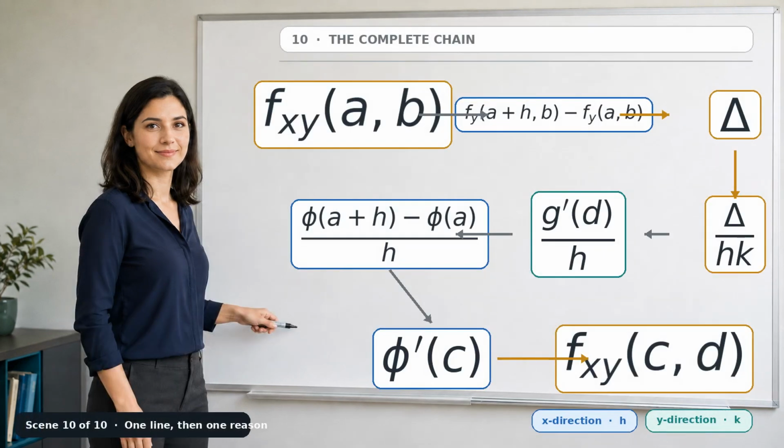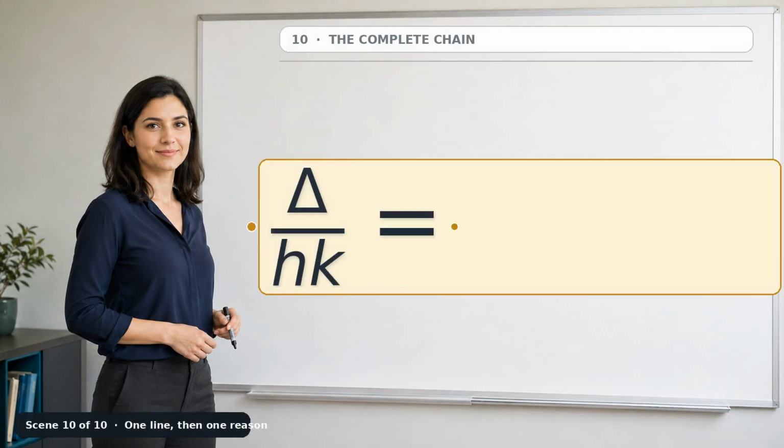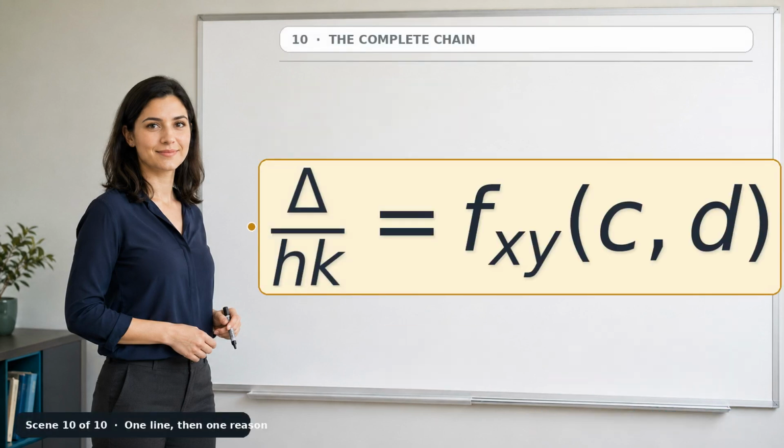That expression revealed a change in f sub y with respect to x. Naming f sub y at x comma d as phi of x made the second mean value theorem useful. The second theorem produced phi prime of c, which is f sub x y at c comma d. That is the chain. None of the steps was chosen randomly. Every step created the need for the next step.